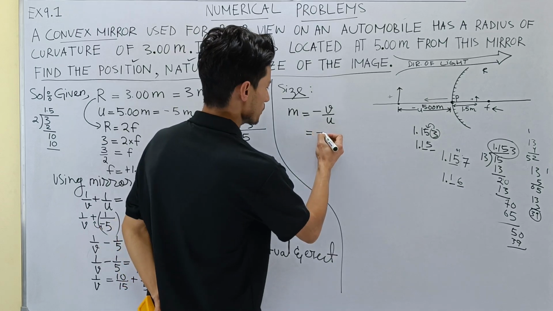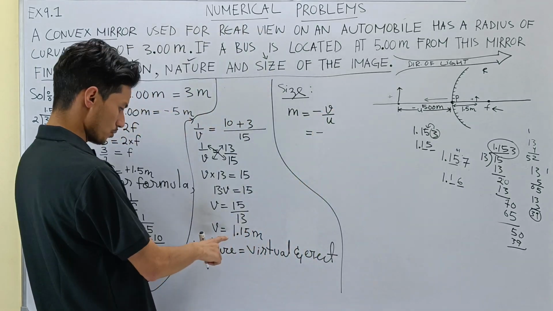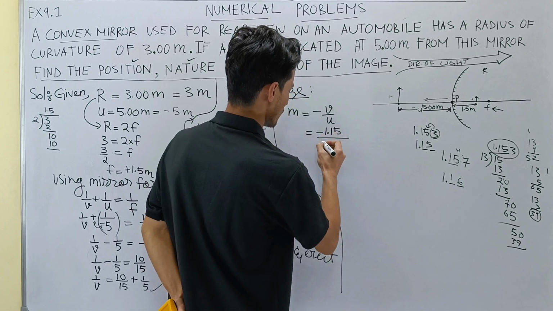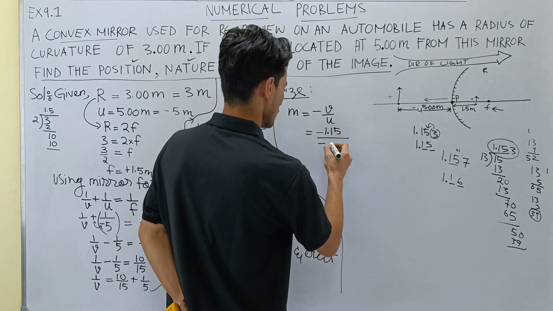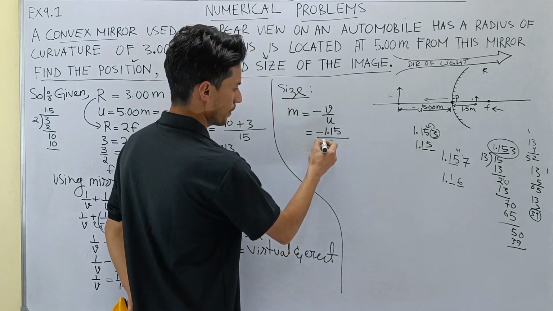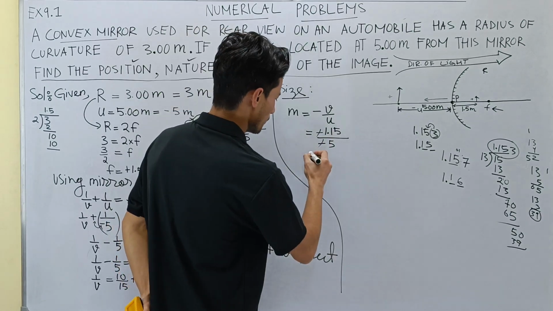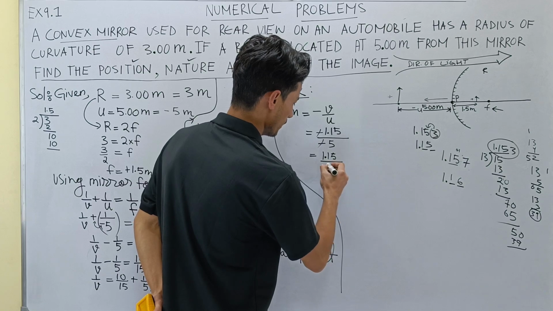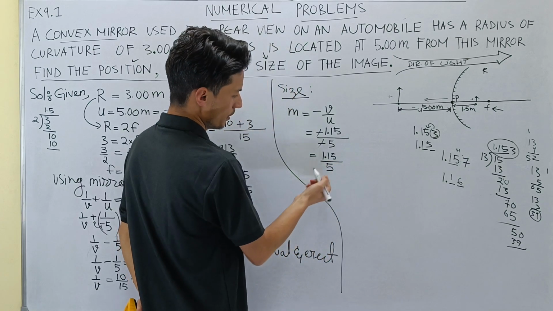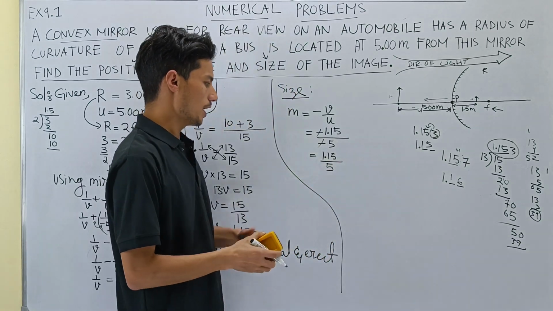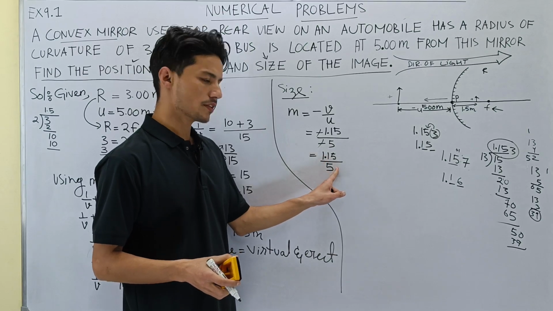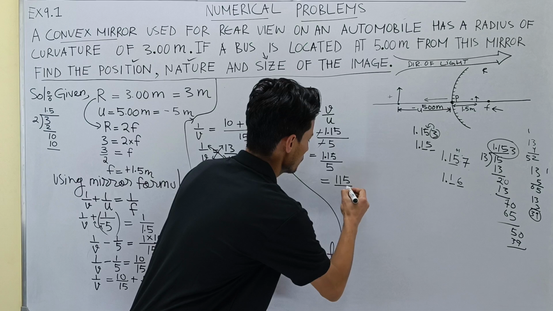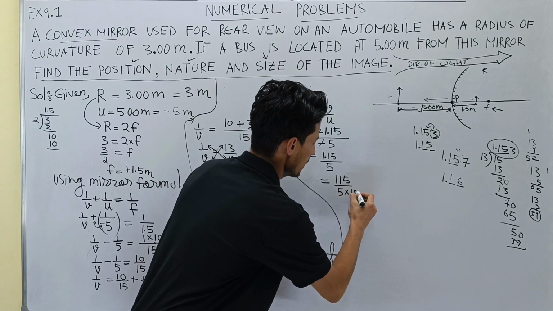From the formula, the v value is how much? 1.15. Downside you have minus, because the object distance is always minus, you have 5. The minus gets cancelled. You are left with 1.15 by 5. So remove the decimal. Now the decimal is in the numerator, so the denominator will receive the zeros. So 115, and the denominator will get 2 zeros, which is 100.